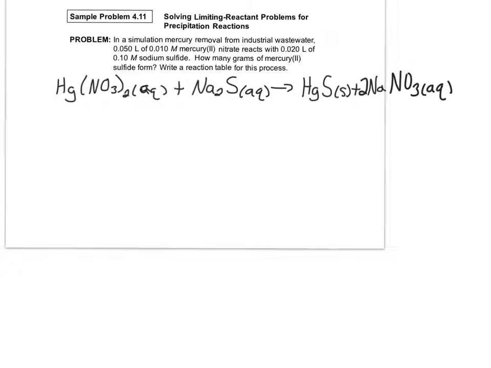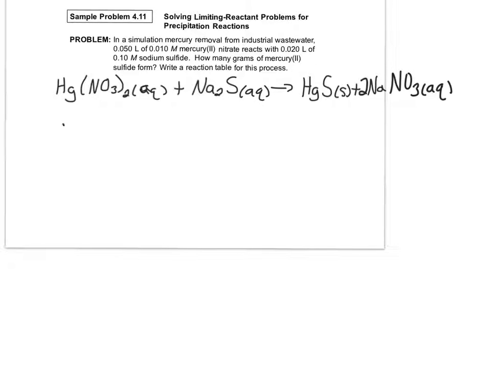So let's see here. They're giving me information on both of my reactants. So that is my clue that this is going to be a limiting reactant problem. Even if they hadn't told me at the top of this problem that it was limiting reactant, I could have figured that out because they're giving me information on 2 reactants and asking me how much product I can form.